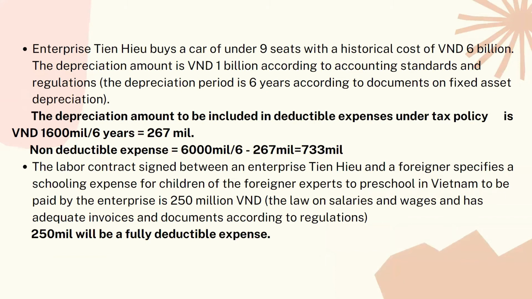And the next example is Tiên Hiếu buys a car of under 9 seats with historical cost of 6 billion. The depreciation amount is 1 billion according to accounting standard and regulation. In this case, the non-deductible expense is 833 million.